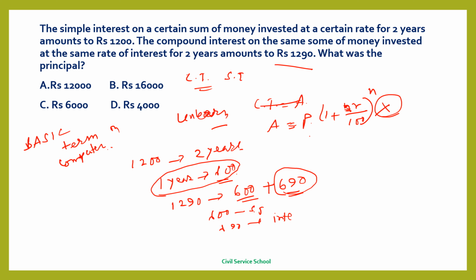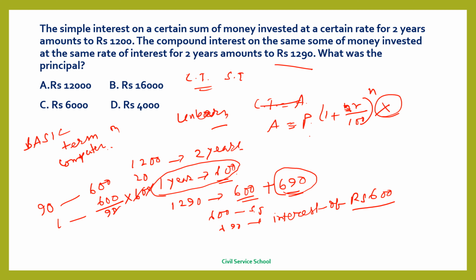That is actually the interest on rupees 600, which was the simple interest for 1 year. So 90 rupees is the interest for 600 rupees. So what will be the interest of 1 rupee? 90 by 600. And what is the interest for 1 year? 1 year interest was 600. So this will be the answer. So 4000 is the answer.